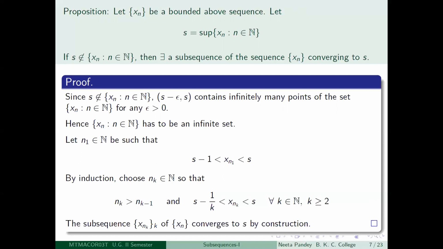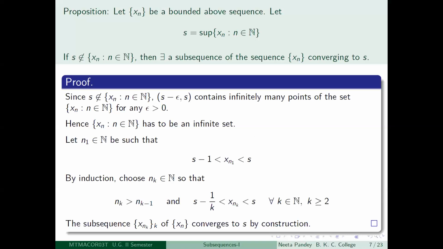So you will be able to get some other point of the set which is not equal to the original one which you had chosen, and so on. Therefore, since this open interval s minus epsilon to s will contain infinitely many points of the set, because s does not belong to xn, there are at least infinitely many points of the set. That's all. So this underlying set has to be an infinite set, which means the original sequence has to take infinitely many values.